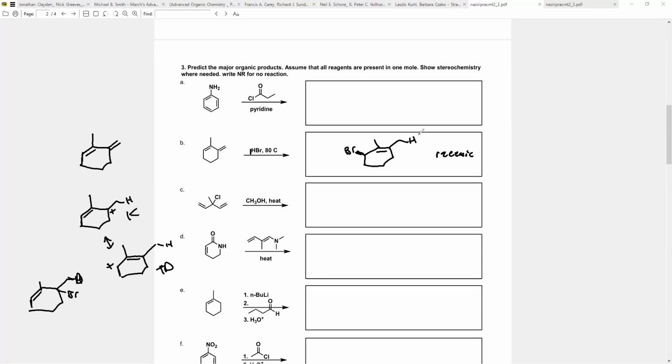Just to get in the habit of doing that. And remember, if it's HBr, you just got to draw it out. Okay, cool. All right, moving on.